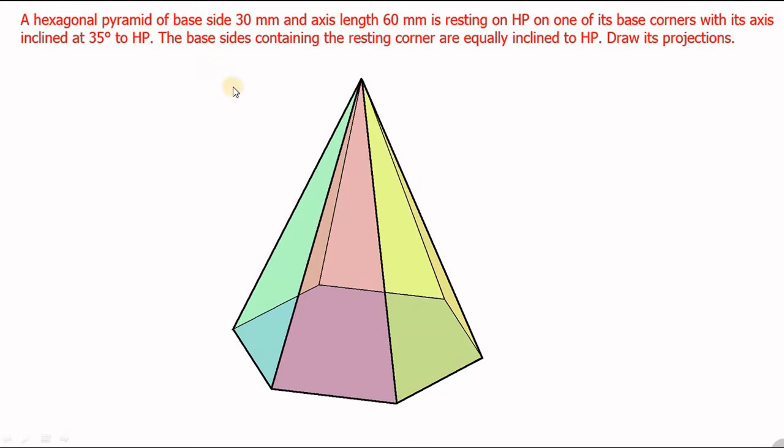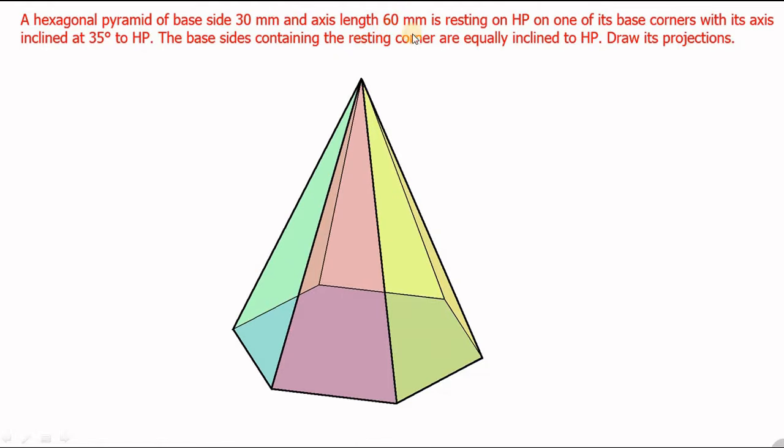So the question is: a hexagonal pyramid of base side 30 mm. This is the 3D model of the hexagonal pyramid. These 6 sides, that is edges, are the base edges. Sides are equal to edges, so sides can be called edges. It is given as 30 mm, so each edge is 30 mm.